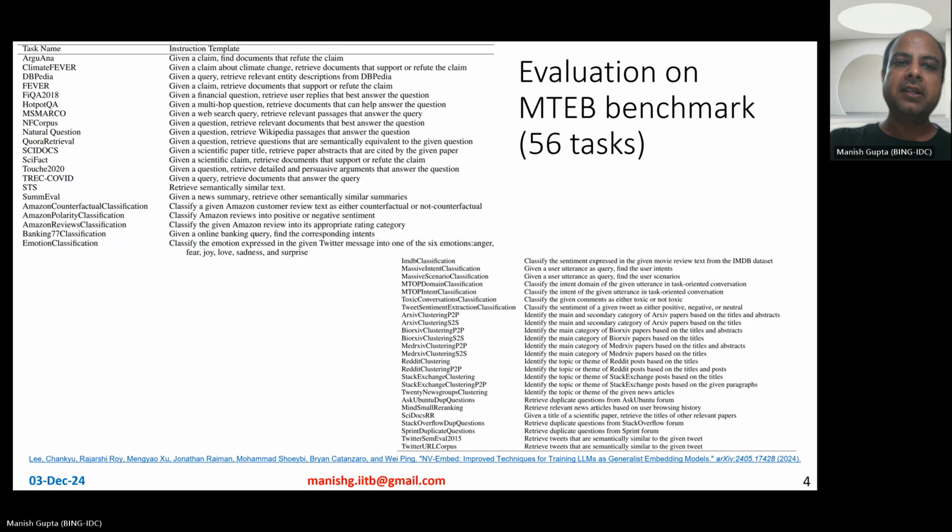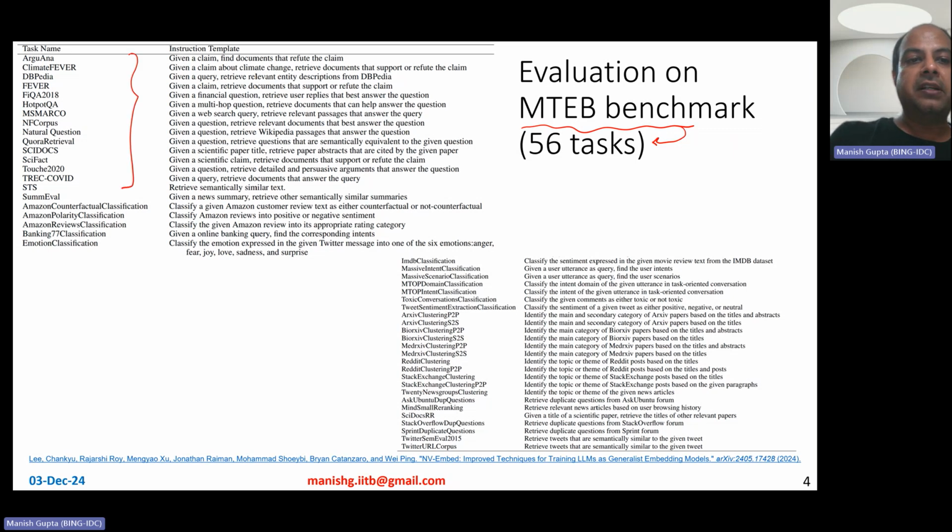Right. They perform evaluation on the popular MTEB benchmark. MTEB benchmark is basically a 56 task benchmark. These are the various tasks in the MTEB benchmark. As you can basically see, there are several tasks here. So there are these retrieval tasks that you can see right at the top. In fact, these 15 retrieval tasks that you see together are also called the BEIR benchmark. So BEIR is like a subset of the MTEB benchmark.